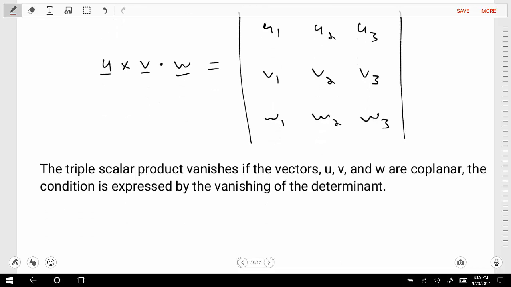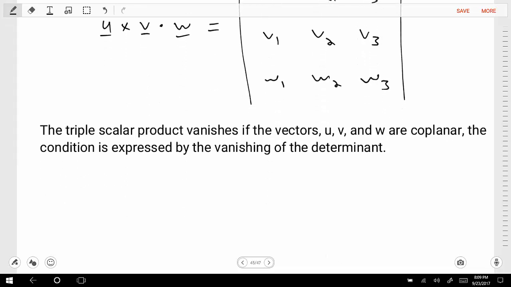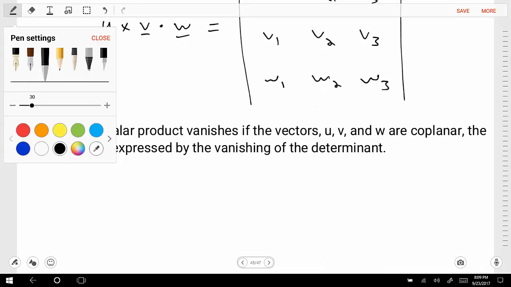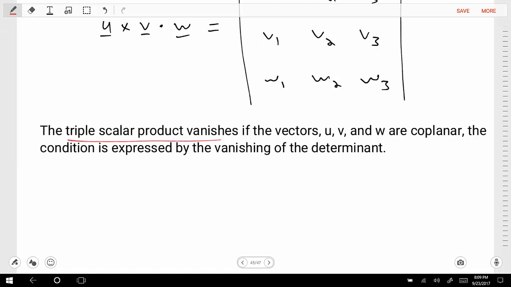But a cool thing that we'll find is that our triple scalar product will vanish. It'll be equal to 0 if our vectors u, v, and w are coplanar. Meaning, if they are orthogonal to each other, 90 degrees with respect to each other, they'll vanish. And that is pretty much the previous example that we had, but with a different order of the operation in terms of dot products and cross product.